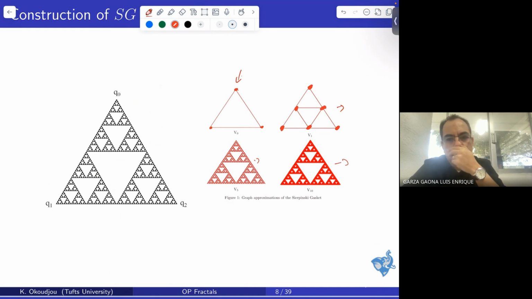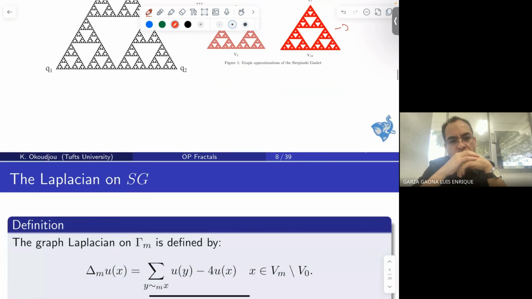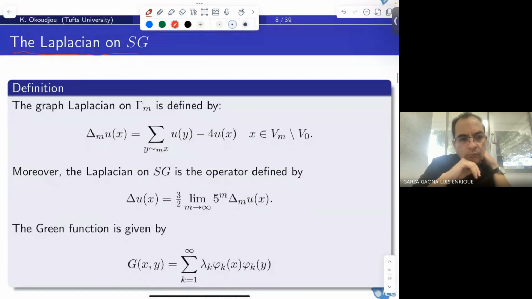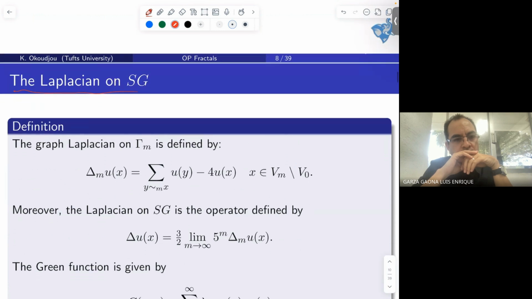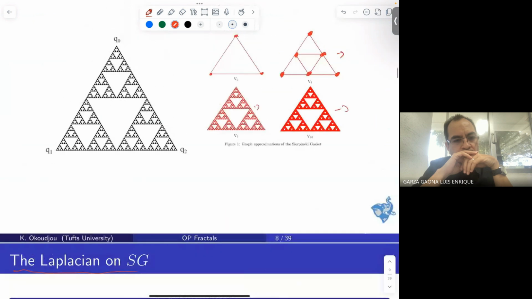But what I care about here is the analytical structure on the gasket. The first thing I would like to do, and that's going to be the basis of everything I'm going to talk about, is to define a Laplacian on the Sierpinski gasket. So the Laplacian is going to be defined as a weighted limit of graph Laplacians. Graph Laplacians are easy to describe, right?